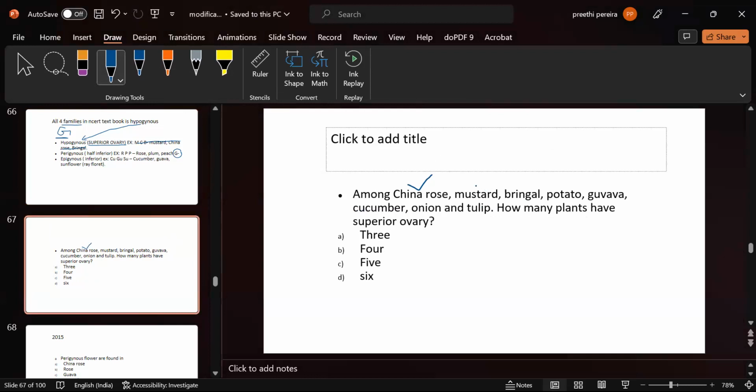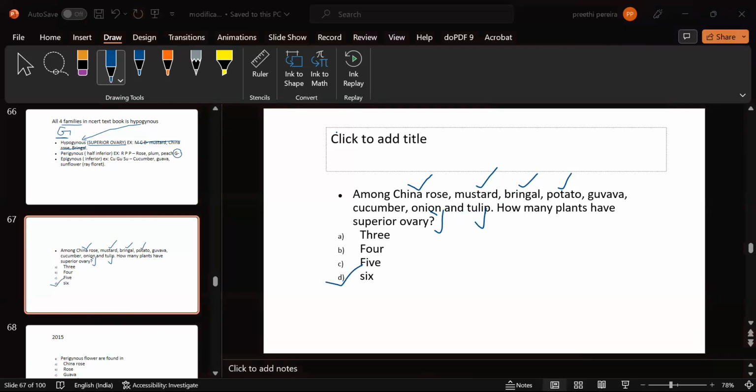So mustard belongs to Brassicaceae. Brinjal belongs to Solanaceae. Potato also belongs to Solanaceae, so I can count it. Guava, no. Cucumber, no. Onion belongs to the Liliaceae family, and tulip also belongs to Liliaceae. So what's the count? 1, 2, 3, 4, 5, 6. So the answer is 6.